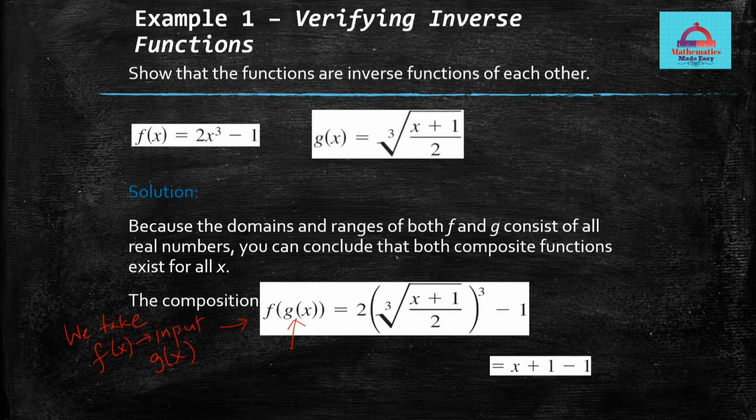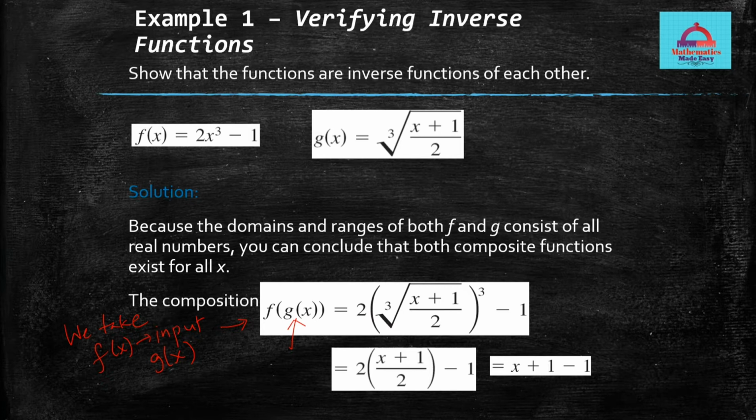That is 2 times the cube root of (x plus 1) divided by 2, all cubed, minus 1. Now there is a cube root inside the bracket and you are taking the cube outside, so both are going to cancel and you will be left with 2 times (x plus 1) divided by 2, minus 1. So this radical sign will go away. Now your 2 and 2 can cancel, and x plus 1 minus 1 is going to give you x. So one part of the composite function, f of g(x), is x here. Let's check the other part also.